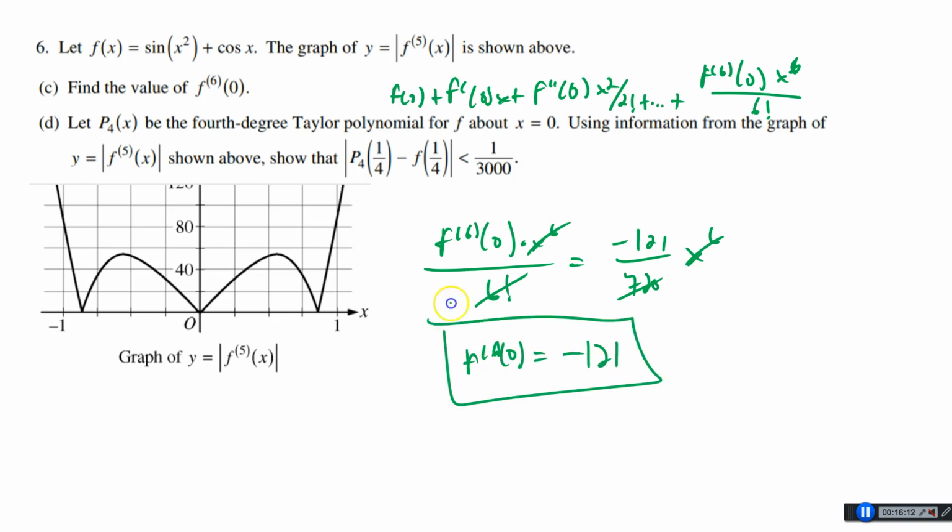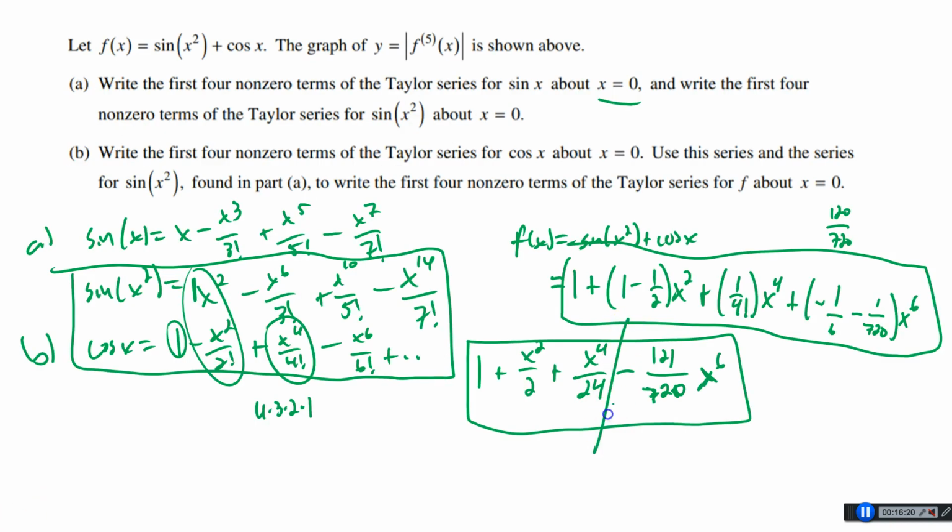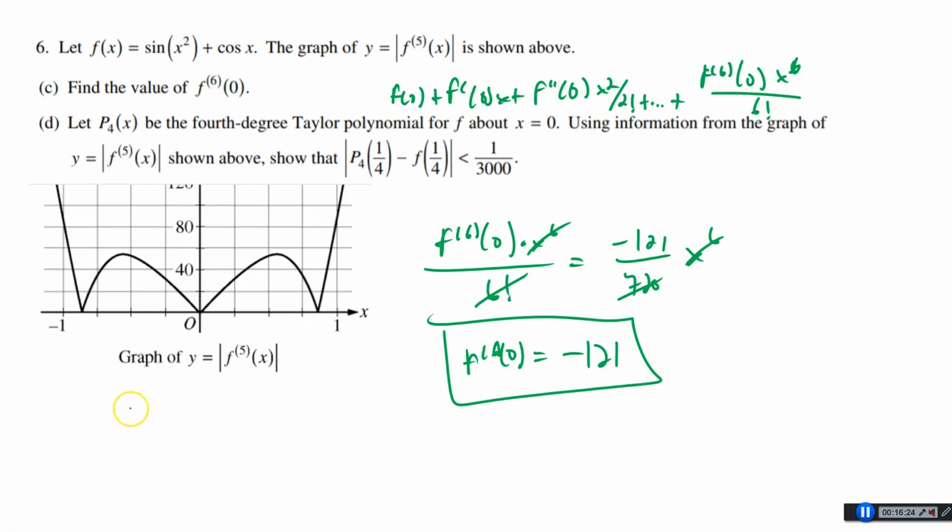There we go. Okay. So now they say let P4 be the fourth degree Taylor polynomial for f about x equals 0. So they're stopping here. Okay. So 1, I think I can remember that. 1 plus x squared over 2 plus x to the fourth over 24. Now the bummer about this is it's not alternating, right? So we're going to have to use Lagrange.